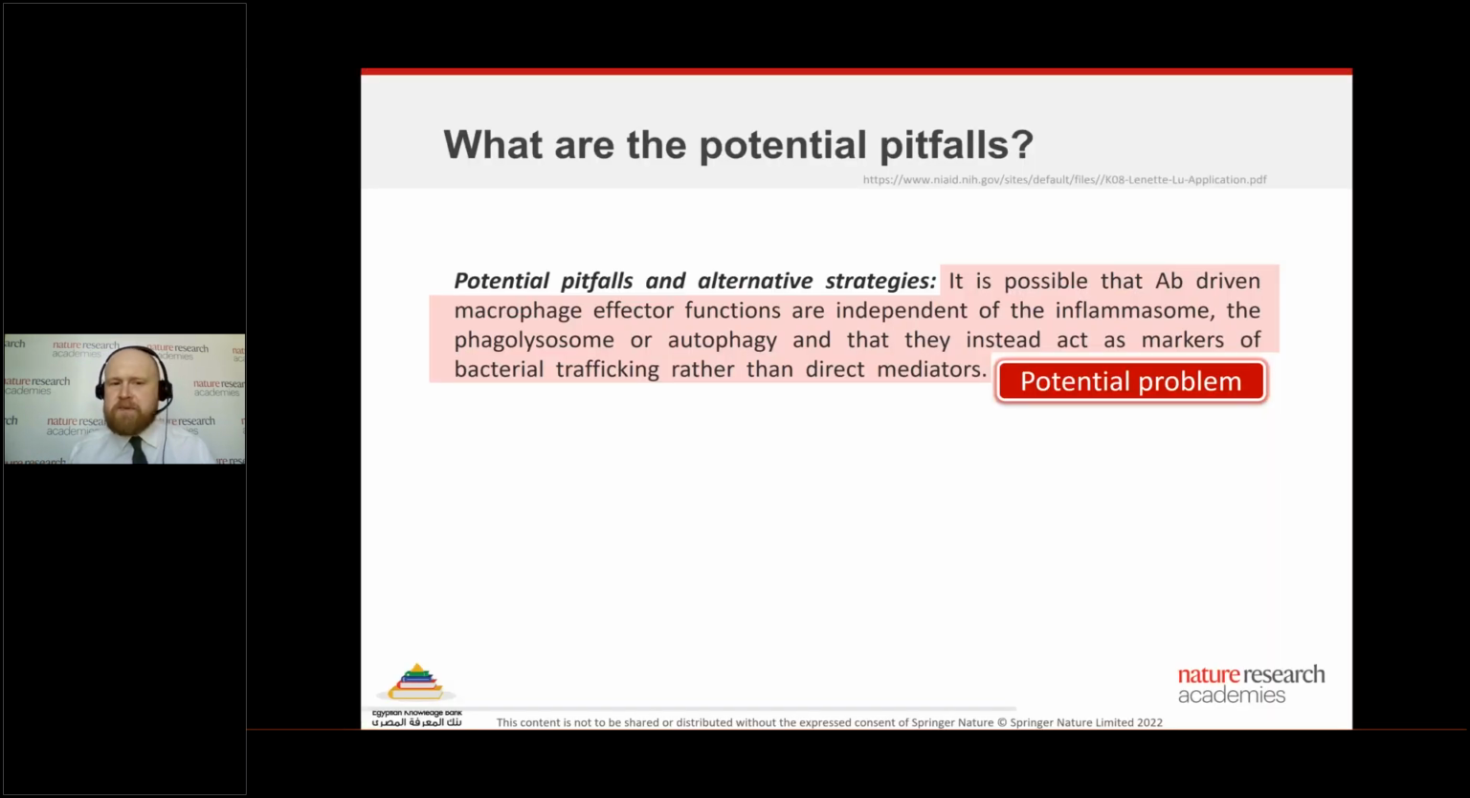How do we go about discussing potential pitfalls? Well, simply start by highlighting the potential problem. Okay, let's read this out. It is possible that AB-driven macrophage effector functions are independent of the inflammasome, the phagosome or autophagy, and that they instead act as markers of bacterial trafficking rather than direct mediators. So we're highlighting here a potential problem.